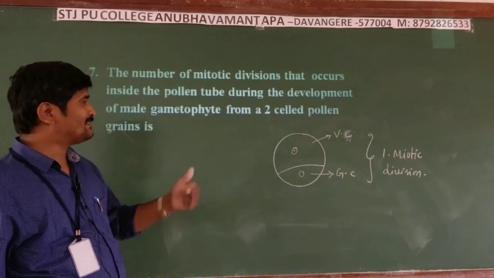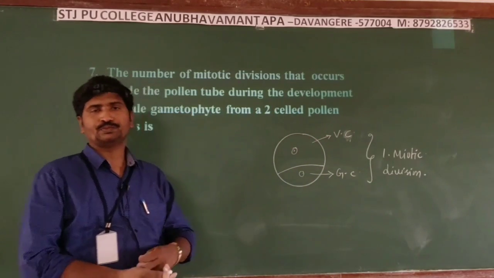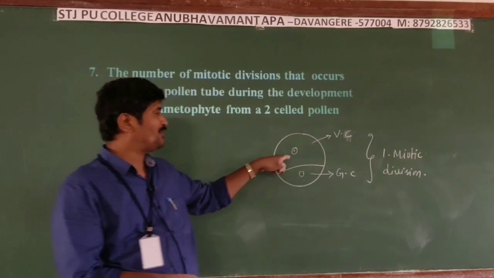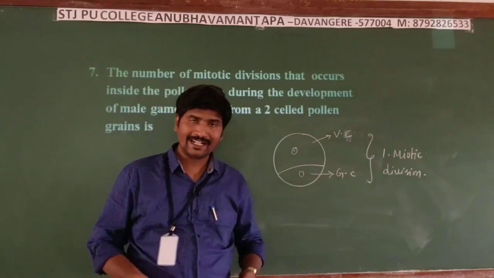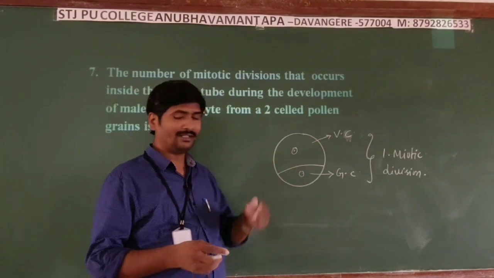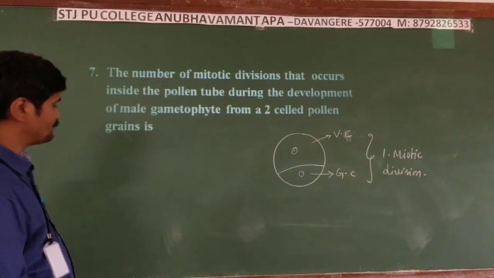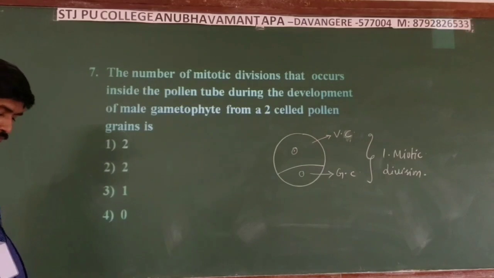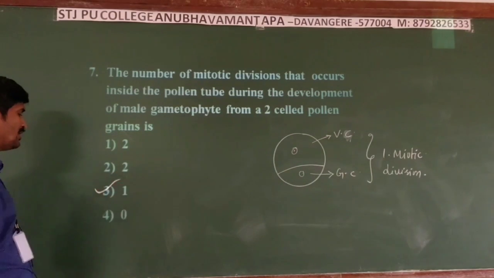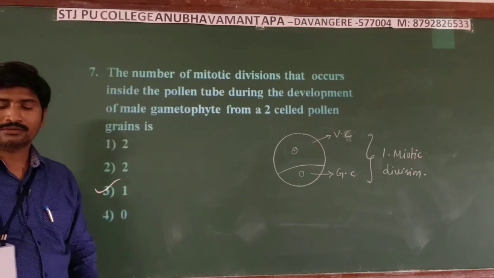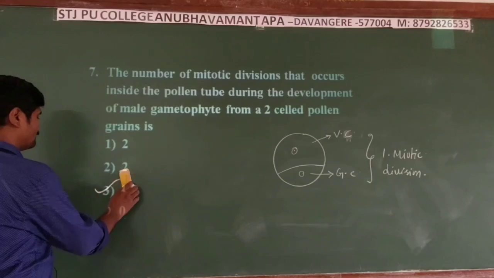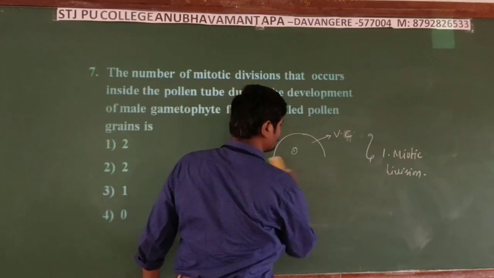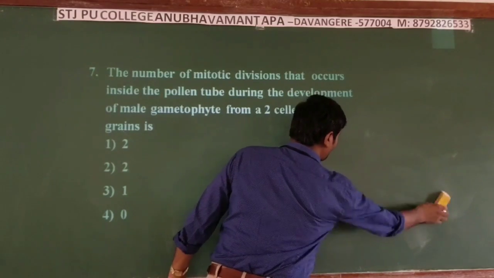What about the 3-cell stage of pollen grains? Two. That is, one vegetative cell, and two male gametes are developed from the generative cell. Okay? Fine. See the correct options. Third one, one. Okay? So this is the correct answer. Let's go for another question.